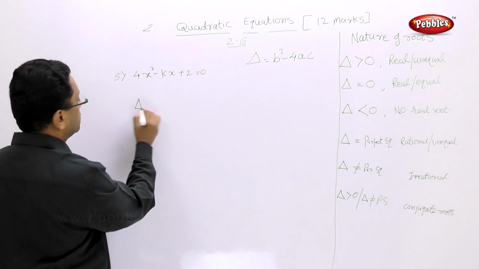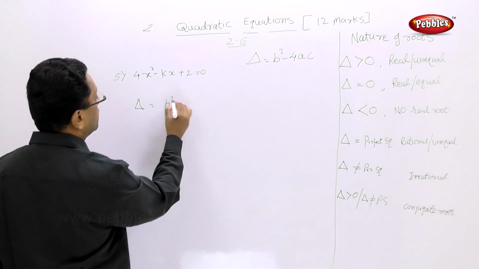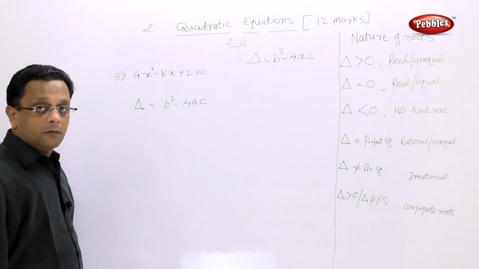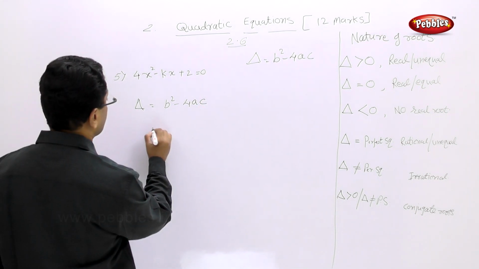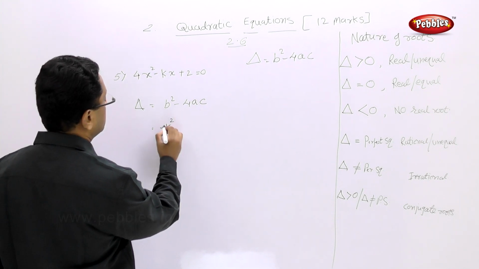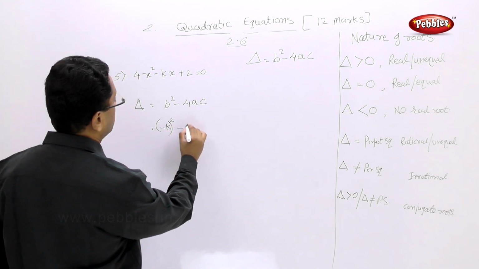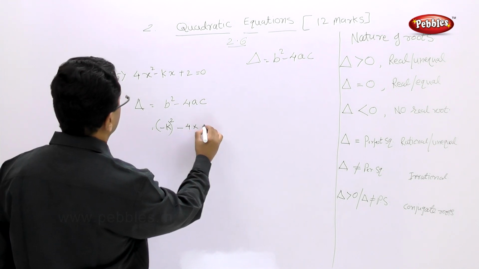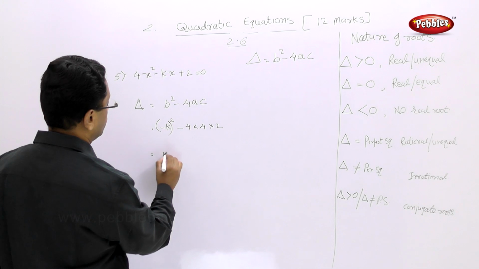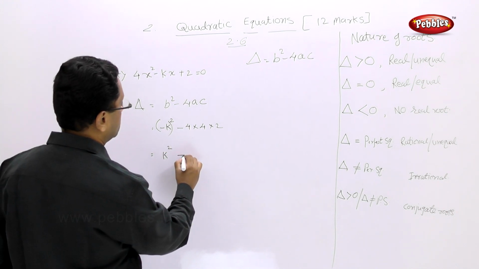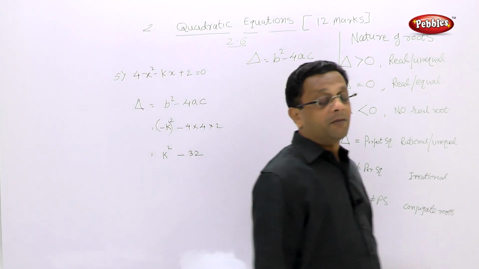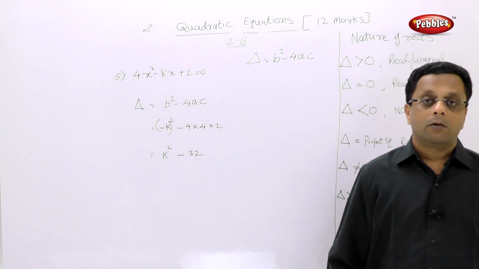So discriminant is b square minus 4ac. So it is minus k bracket square minus 4 into 4 into 2. So this will be k square minus 32. So discriminant is k square minus 32. Okay.